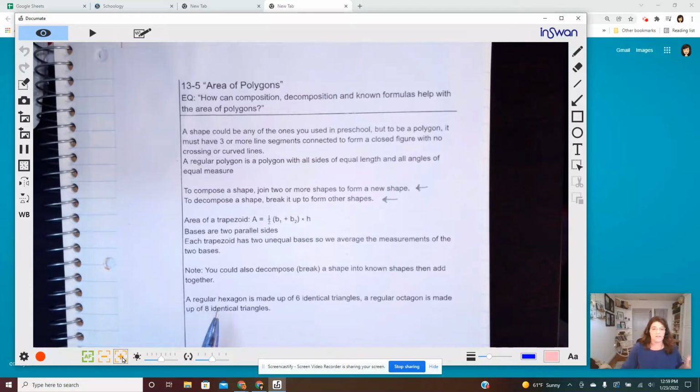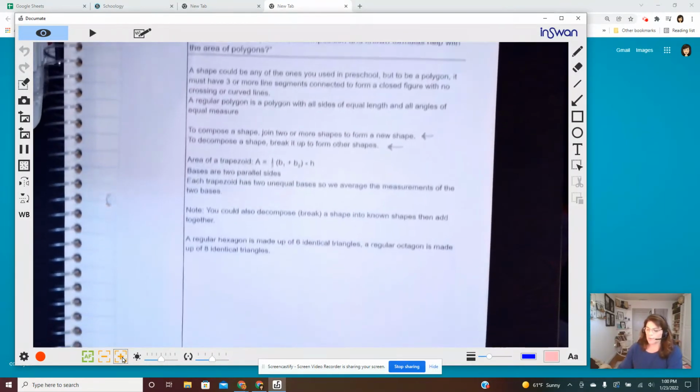Then we get into hexagons, octagons. Those I am not going to teach you a specific formula for. Instead, I'm going to teach you how to break them up. You don't even need to learn a new formula. So let's start with trapezoids.